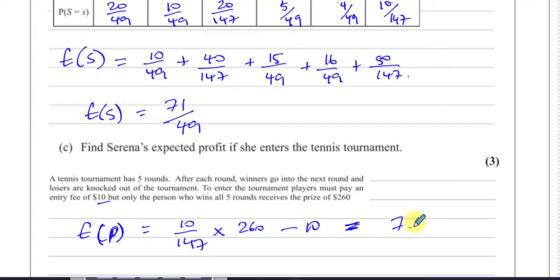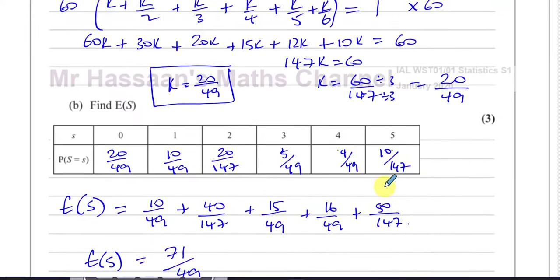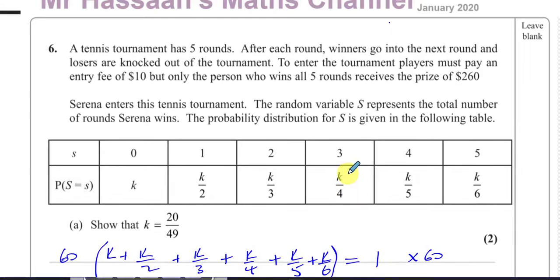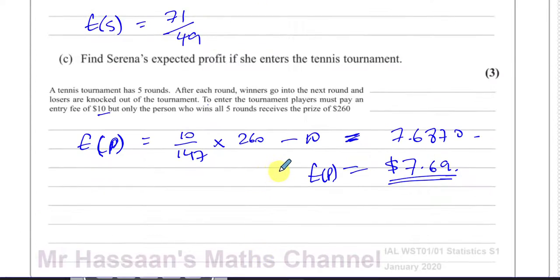7.687, 7.6870, which is $7.69. So you write it to 3 significant figures. That's the expected profit for Serena. Okay, so that's the answer to part C of this question.